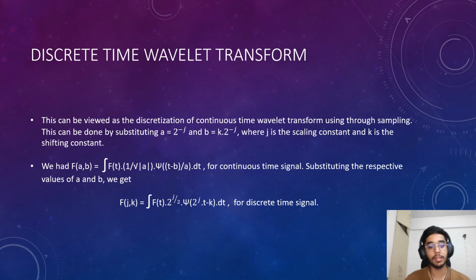Now we can achieve the mathematical expression for the discrete time wavelet transform just by substituting the values of A and B in the continuous time wavelet transform. At the end, we get this expression, which is for the discrete time signal, and psi is the mother wavelet.